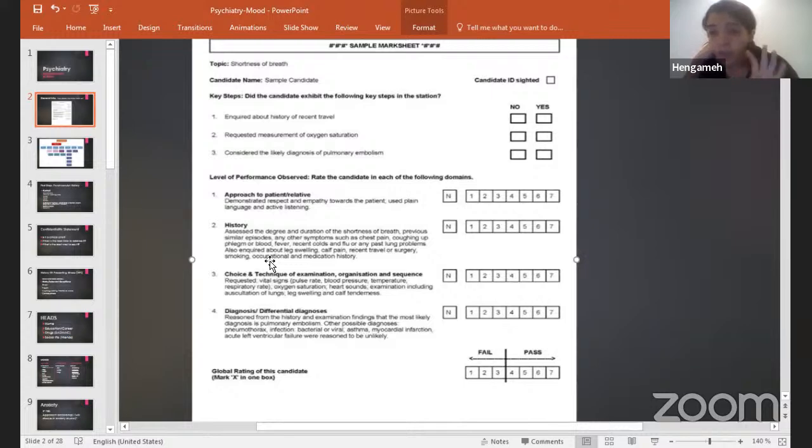But even though we have 4 differentials for shortness of breath, we still might not pass because there are 1 or 2 life-threatening situations that we've missed. 1, pulmonary embolism. 2, an extreme heart failure or a myocardial infarction. So 1 or 2 of our differentials need to be a life-threatening situation that, if missed, the patient's care is going to be compromised.